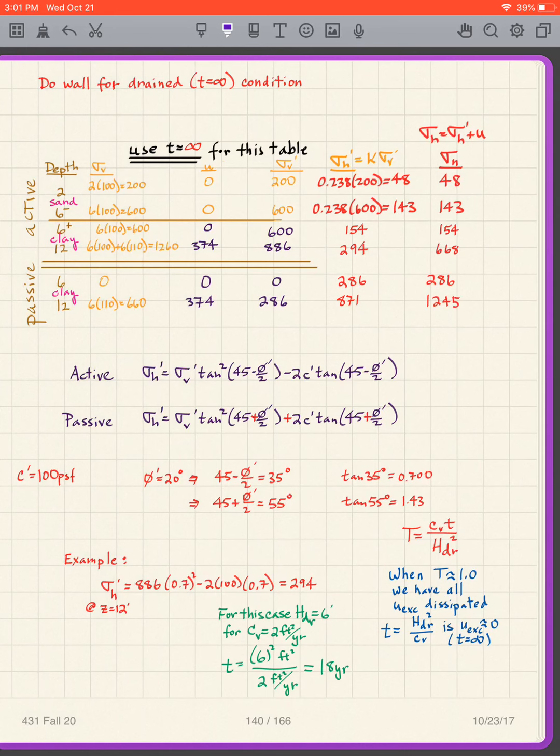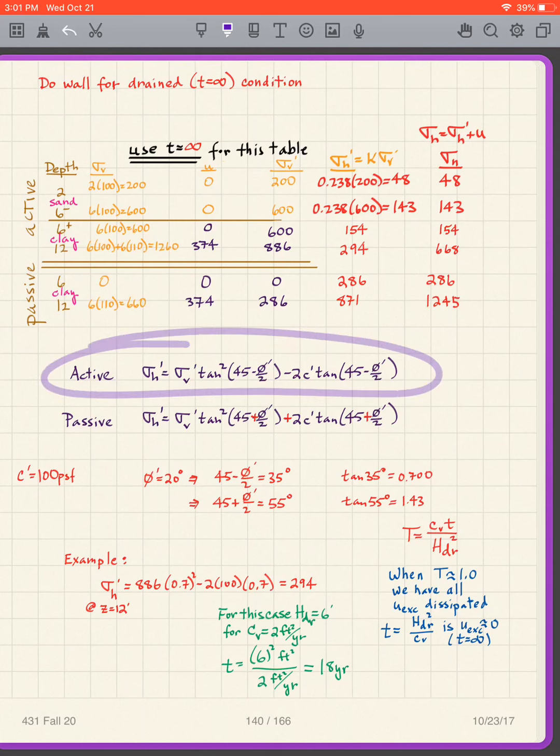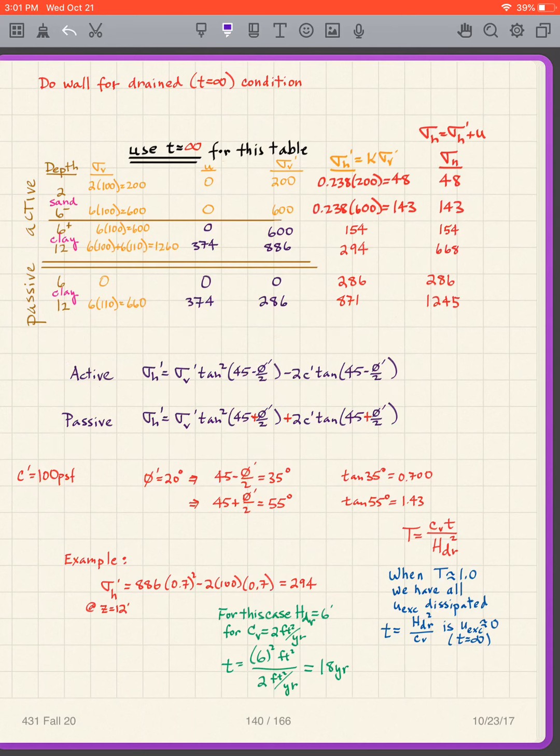Now, if I do the wall for the drained condition, t equals infinity condition, so same wall, but now suppose I want it at t equals infinity, not t equals 0 plus. Well, now I've got to use my drained equation for active and passive. So the sand stays the same, so I don't have to worry about the sand. But in the clay, I now need to fill out all my different columns here and do it like I did the sand.